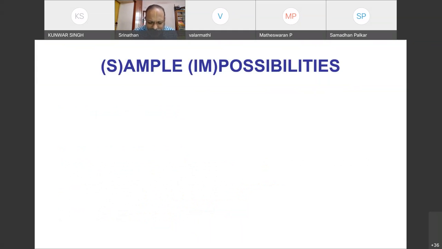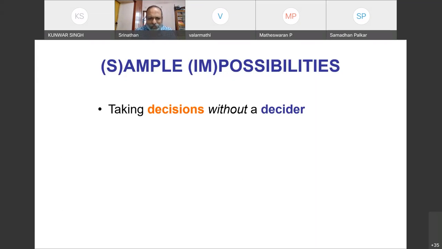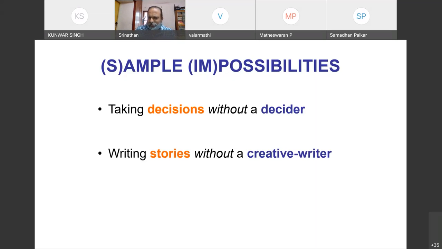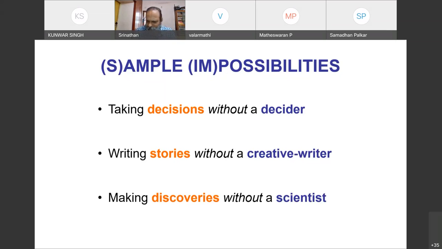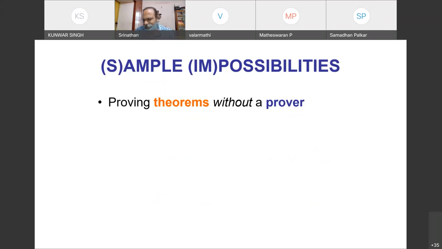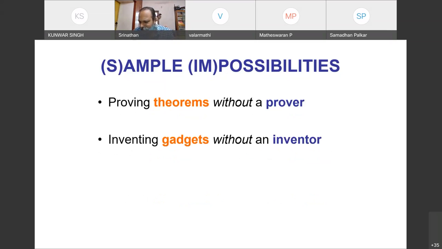In the future, the same style of techniques, but with different implementations and instantiations, will give you different solutions. Other than banking without a banker, you can take decisions without a decider using the same technique, because if you can do banking without a banker, why can't you do this? Maybe this is tougher, but I will give you enough reasons in the next slide to show that even though it is tougher, it can be done. So you can probably create stories without a story writer. You can make discoveries without a scientist. You can prove theorems without a prover. You can do inventions without the inventor. You can decentralize almost everything.